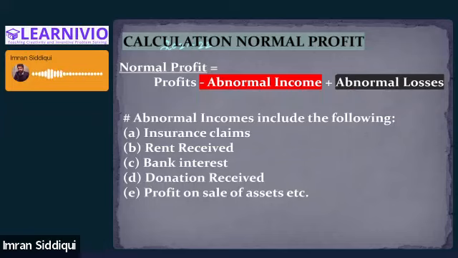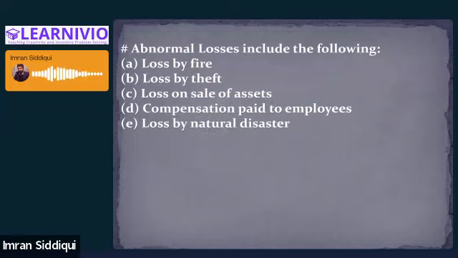And similarly, we have a few abnormal losses. I have taken a few abnormal losses as an example. There could be other losses as well which are treated as abnormal losses. So depending upon the question, we'll do the treatment. For now, we have taken just 5 examples to illustrate what are the abnormal losses. So loss by fire, loss by theft, loss on sale of asset, these are not normal losses of the business that a business incurs on a day-to-day basis. These are a few abnormal expenses or losses that the firm suffers.